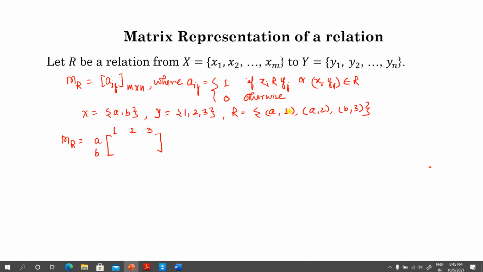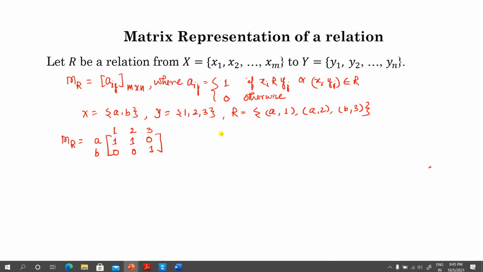Now look at this. (a,1) is there, so a is related to 1, so this is 1. a is related to 2, so this is 1. b is related to 3, so this element is 1. Otherwise all elements will be 0. So this is the matrix of this relation R.